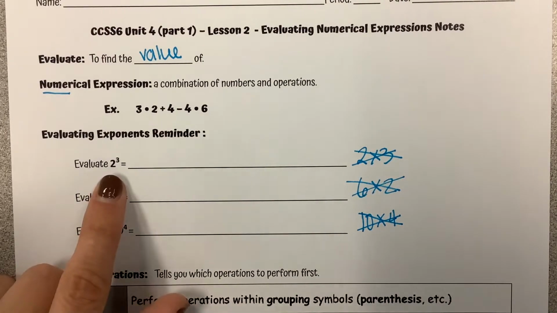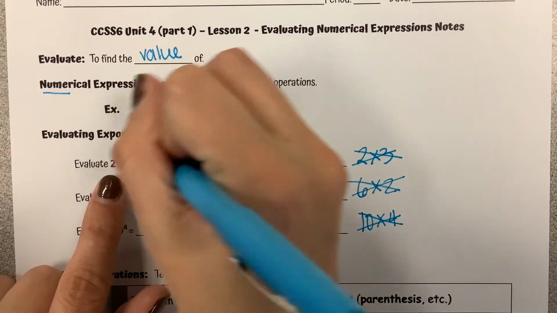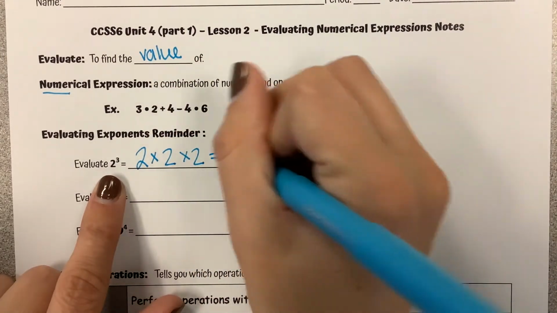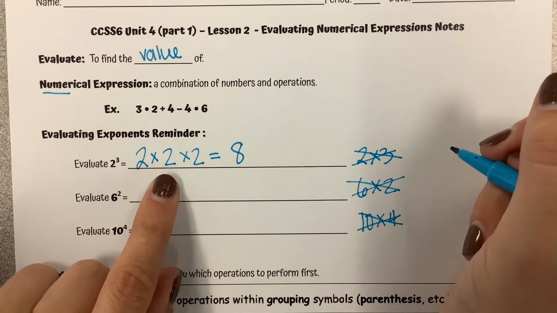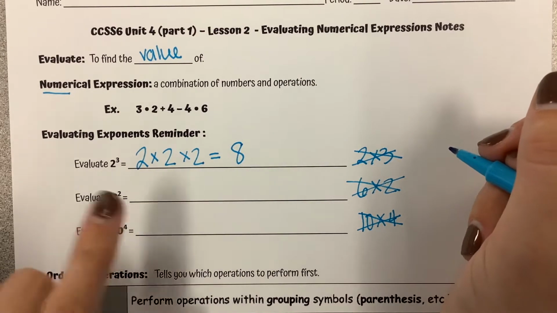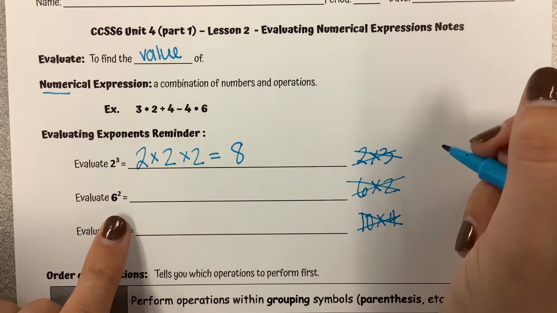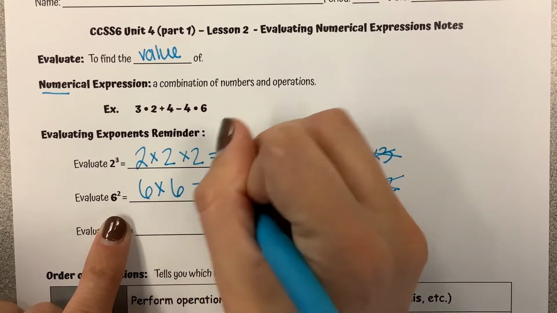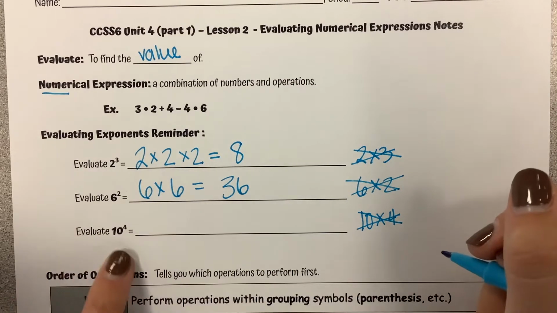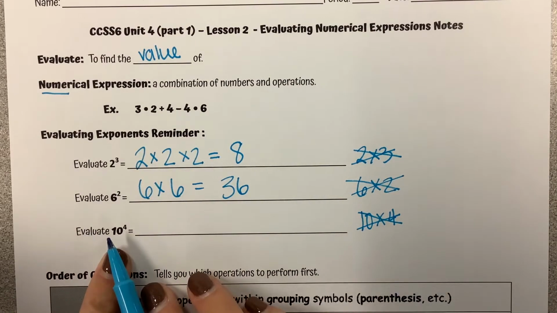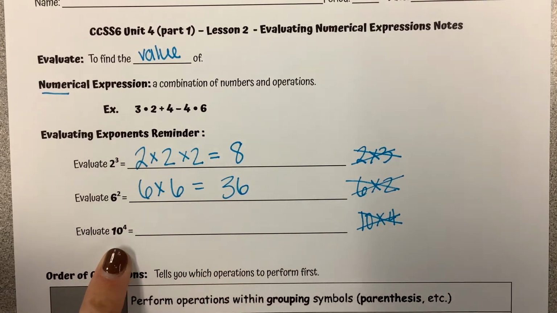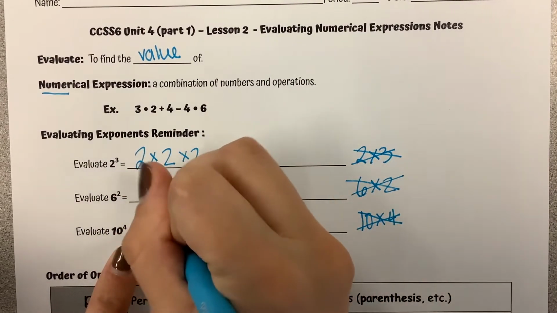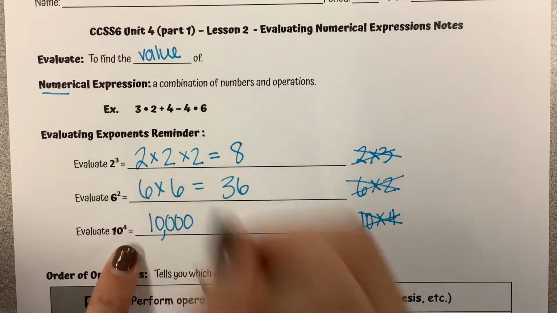Okay? So 2 to the third power, as a reminder, that would be 2 times 2 times 2. If I plug that in, I get 8. 2 times 2 is 4. 4 times 2 is 8. 6 to the second power is not 12. It's not 6 times 2. It's 6 times 6, which is 36. And 10 to the fourth, we could plug that in our calculator as 10 times 10 times 10 times 10. Or if we remember the rule, it's a 1 followed by 4 zeros.